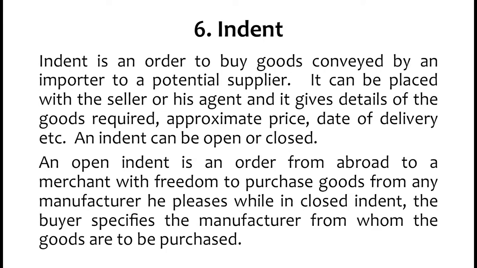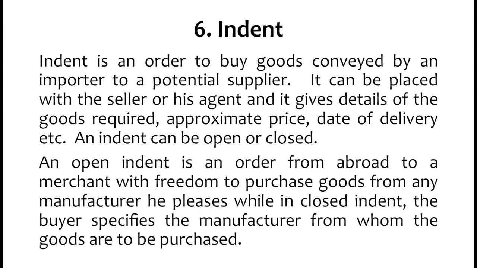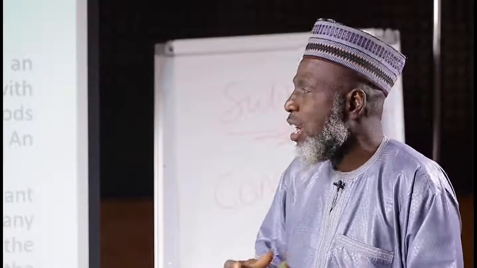Then we go to document number 6, which is known as indent. It is an order to buy goods conveyed by an importer to a potential supplier. It's just like an order to buy goods. It can be placed with the seller or its agent and gives details of the goods required, the appropriate price, date of delivery, etc. An indent can be open or closed.